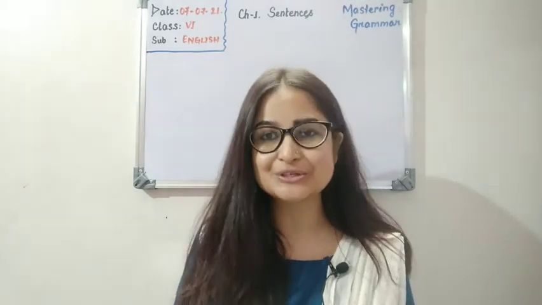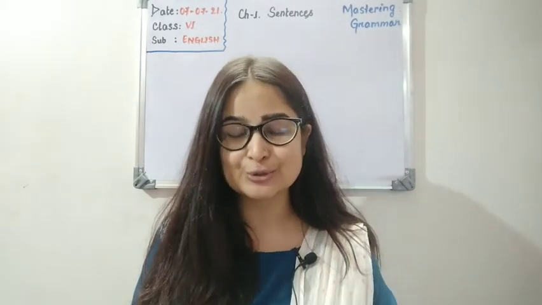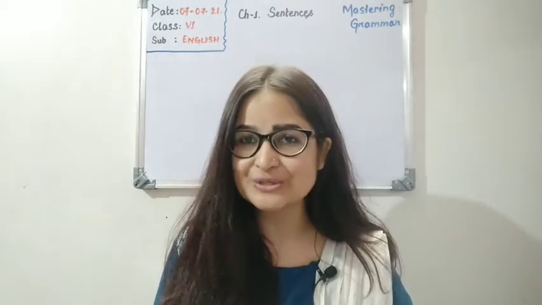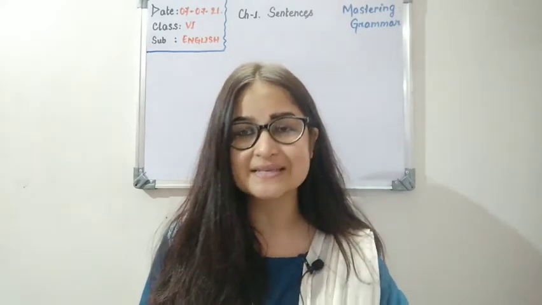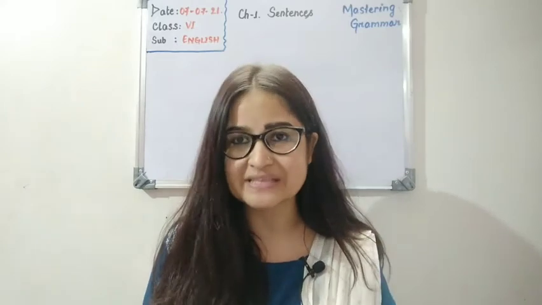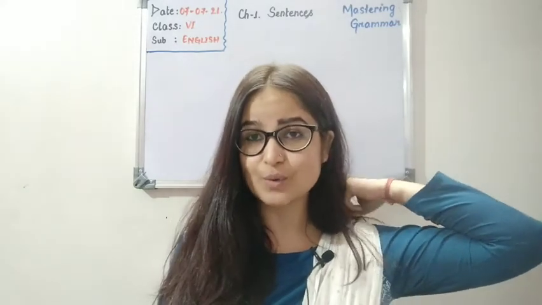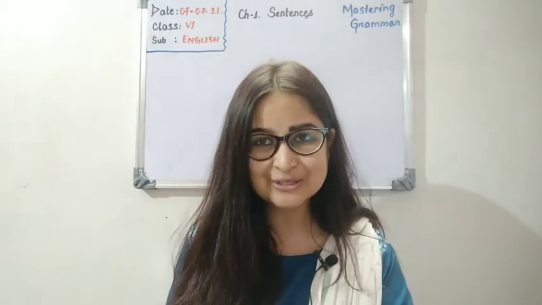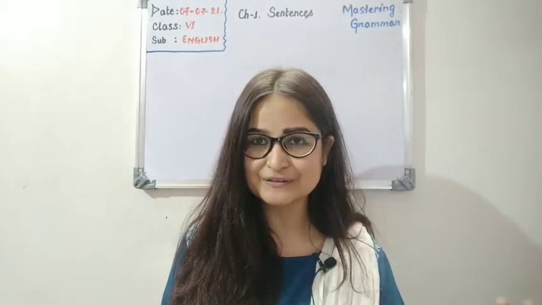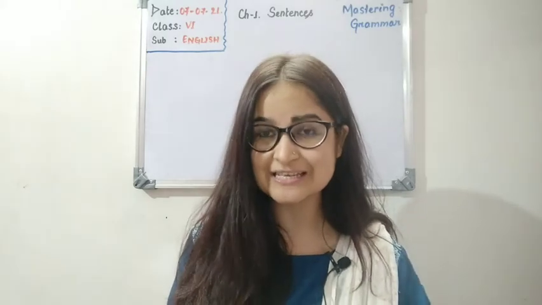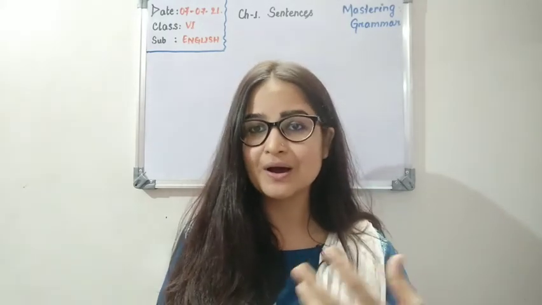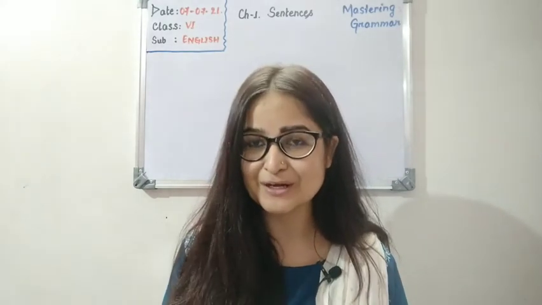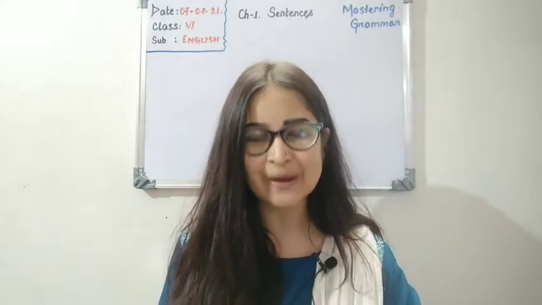Right children? I told you that the declarative sentences are used when we have to make a statement or state a fact. Okay? And I told you about imperative sentences, that when we advise, we suggest or we make requests or we seek permission, in those cases we use imperative sentences. With interrogative sentences, I told you that we have to ask questions. So we use these kinds of sentences to ask questions. Now the fourth one, the exclamatory, helps us to express our strong emotions.